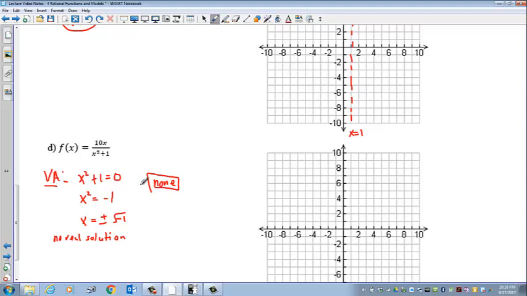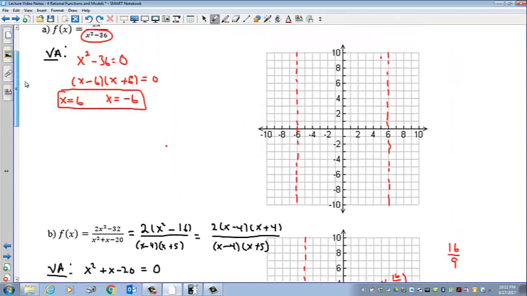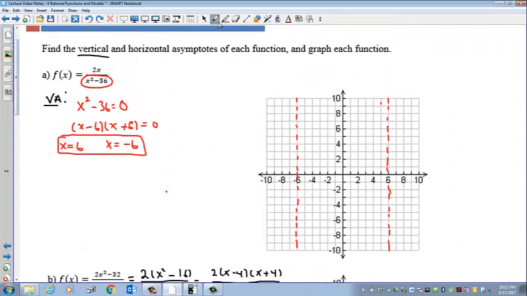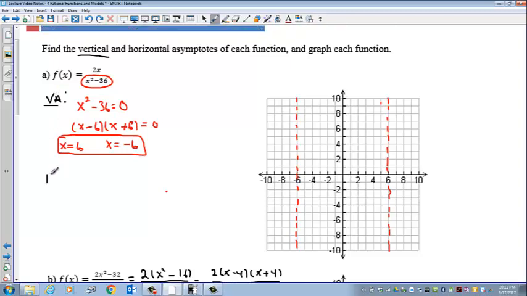Let's talk about horizontal asymptotes now. Let's go up to the very first one. So for horizontal asymptotes, these aren't too hard to find. There are a couple of ways to do it. I'm going to do it using limits. You don't have to use limits. You can just actually write down the answer if you want. But I always tell you I'll give you an extra point on the exam if you actually use limits.